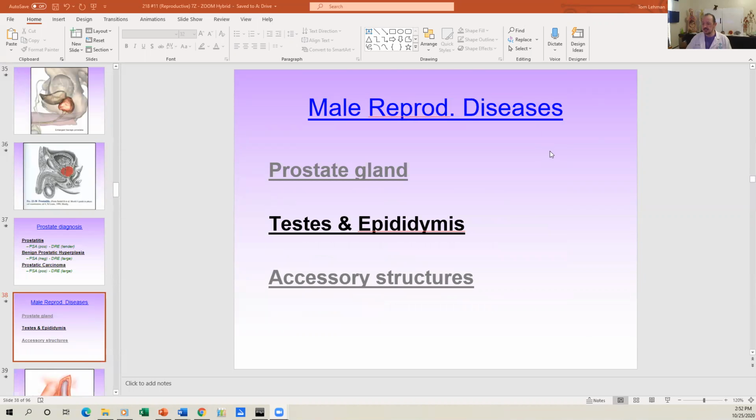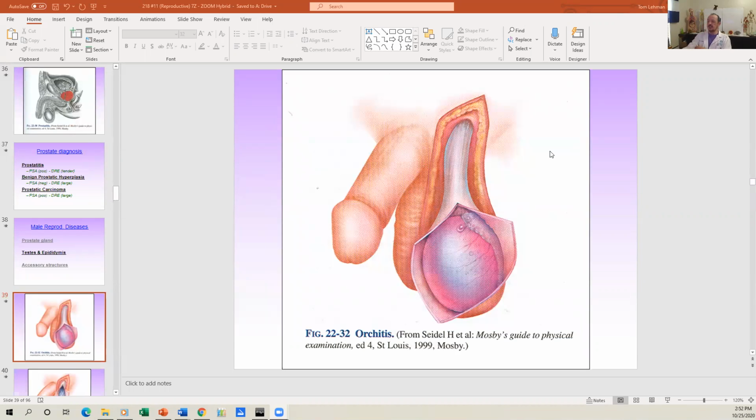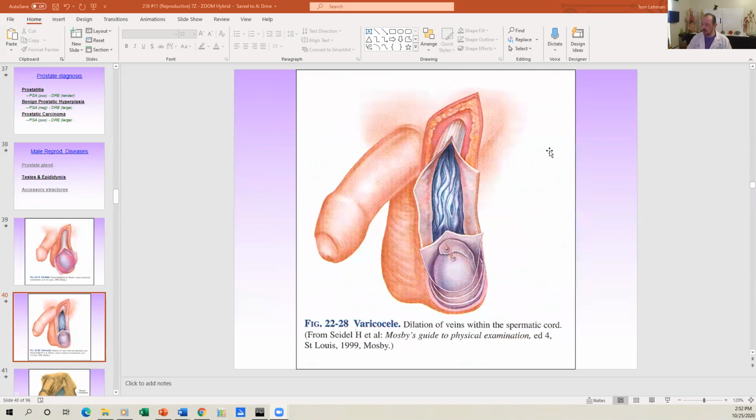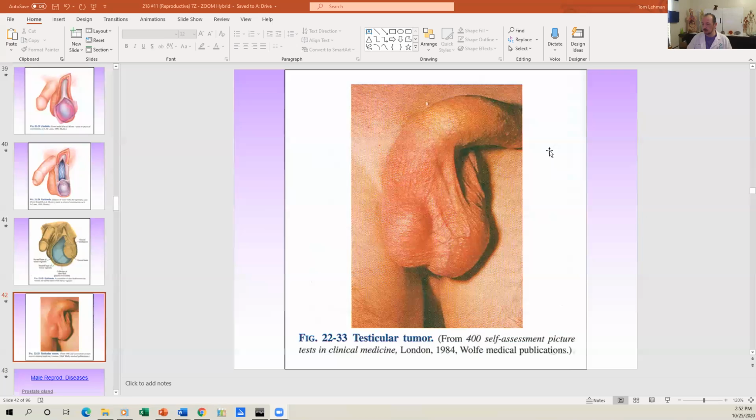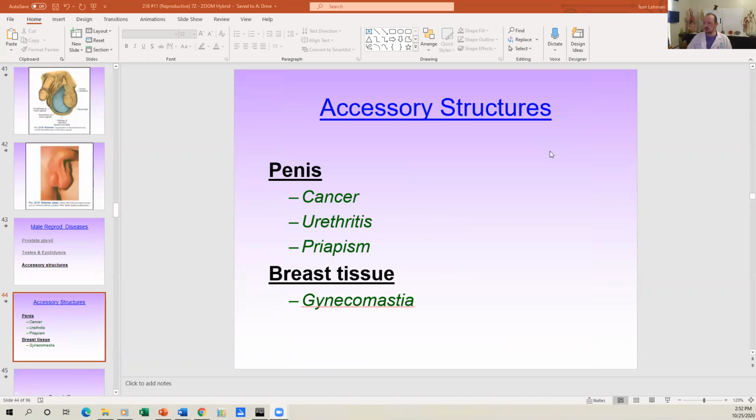We move on to the testes and epididymis. We're looking at the testes hanging down in the scrotal sac, and you're going to find various problems like orchitis, or varicocele, or hydrocele, or even testicular cancer. And you're going to be describing what has caused each one of these and how it impacts the male reproductive system. The accessory structures involve basically the penis and actually male breast tissue. And so you'll describe different problems that can occur to the male penis, and you'll talk about enlarged breast tissue called gynecomastia and how that can correlate with male breast cancer.